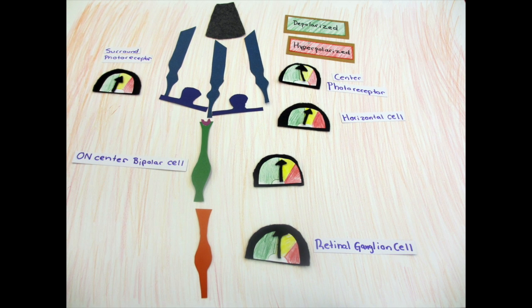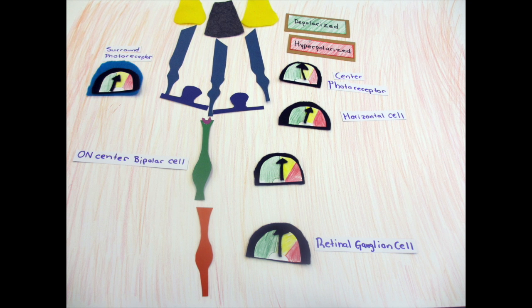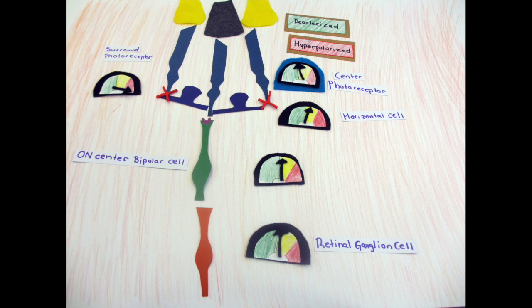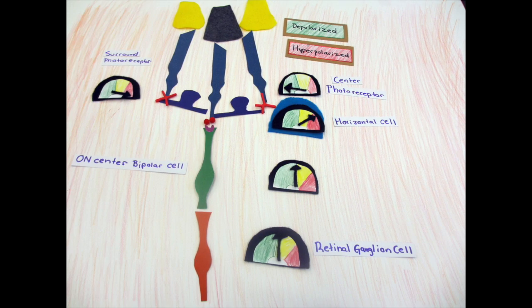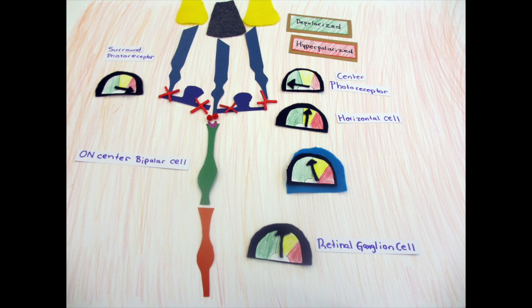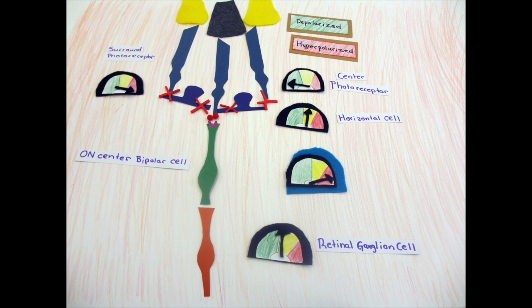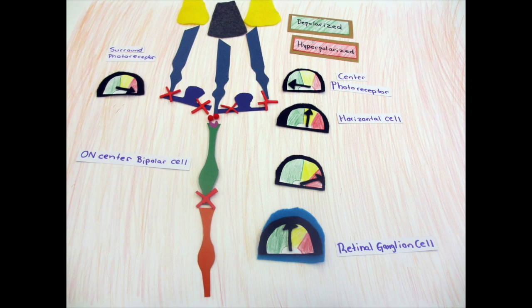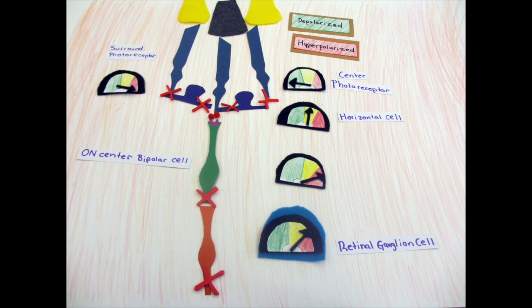On the other hand, when there is light on the surround and no light on the center, surround photoreceptors hyperpolarize and the center photoreceptors depolarize. This in turn causes the horizontal cell to depolarize and be unable to release the inhibitory neurotransmitter on the photoreceptor. So, the center photoreceptor releases glutamate and causes the on-center bipolar cell to become hyperpolarized, which in turn leads to the retinal ganglion cell not depolarizing.